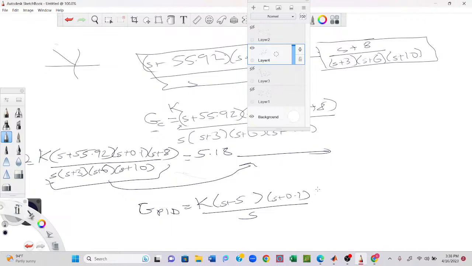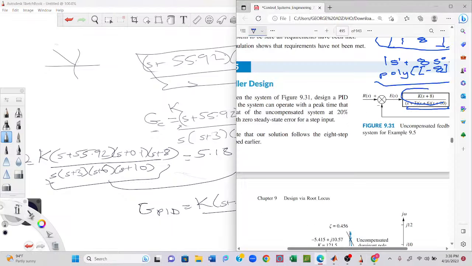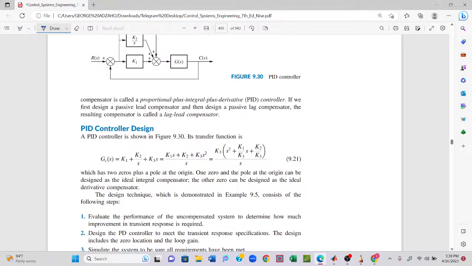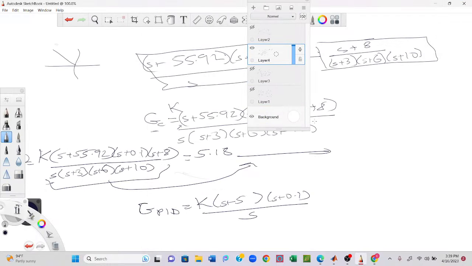You expand this to something like this. You expand the transfer function to something like K_P plus K_I over S plus K_D S. In case the question asks you to find the values of the PID gains, just expand and find the values of the gains. That's all.